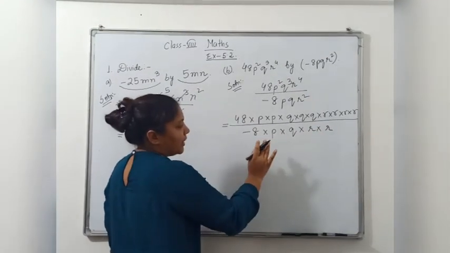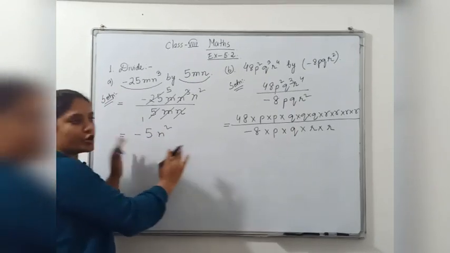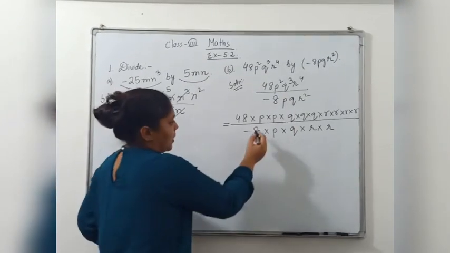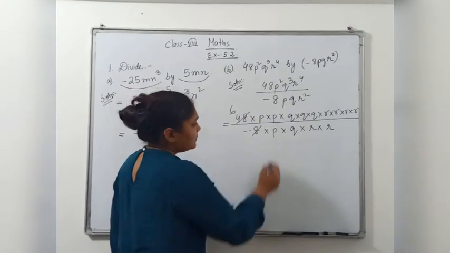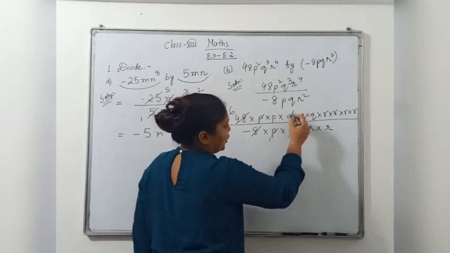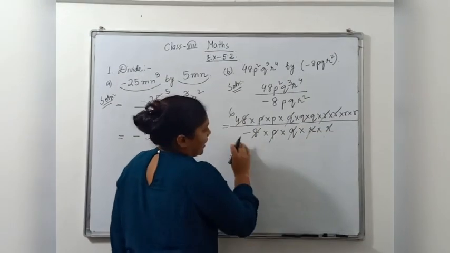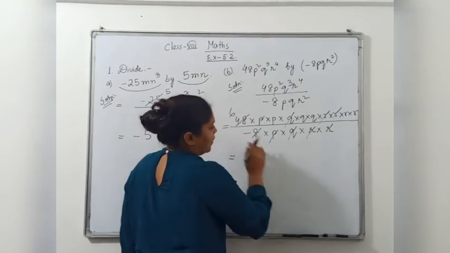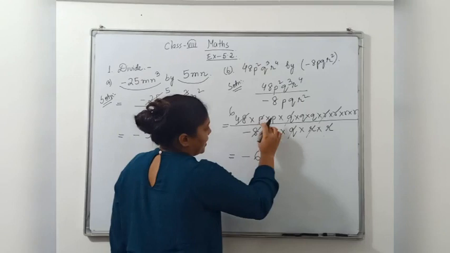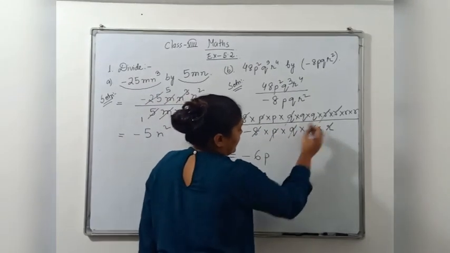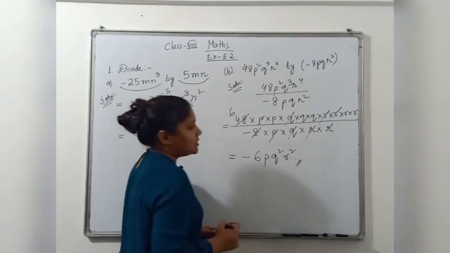Now you can cancel in this way also. I am showing you both ways. Clear? Now 8 ones are 8, 8 sixes are 48. Clear? Then q, q, r, r, r and r. Now just see. Anything left in the denominator? No. What is left here? Minus sign is left, right? Minus 6 p q square r square. This is your answer. Clear?